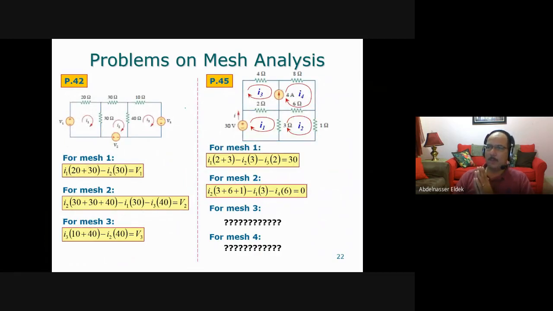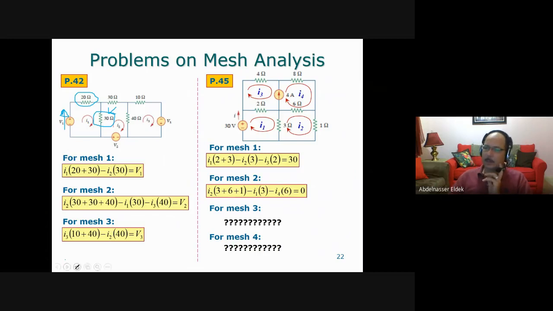For these 2 problems, you just need to solve them using mesh analysis. So the main current in the first one is I1. It will be I1 times 20 plus 30, minus the intersection. Mesh number 1 intersects with mesh number 2 in 30 ohm, then it will be minus I2 times 30, equals the source. The source is V1, and V1 is positive because it is in the clockwise direction.